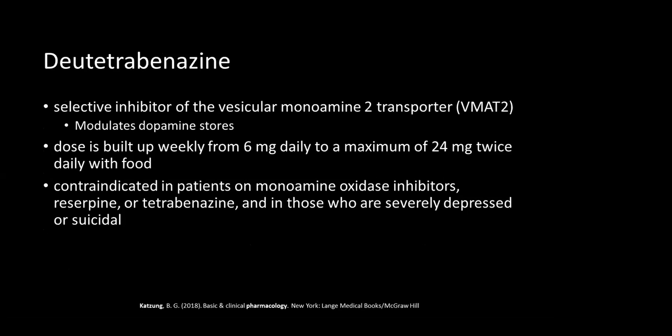Next is deutetrabenazine. It is a selective inhibitor of the vesicular monoamine 2 transporter, which modulates the dopamine stores. Dose is built up weekly from 6 milligrams daily to a maximum of 24 milligrams twice daily with food. Contraindicated in patients on monoamine oxidase inhibitors, reserpine, or tetrabenazine, and in those who are severely depressed or suicidal. Next slide.